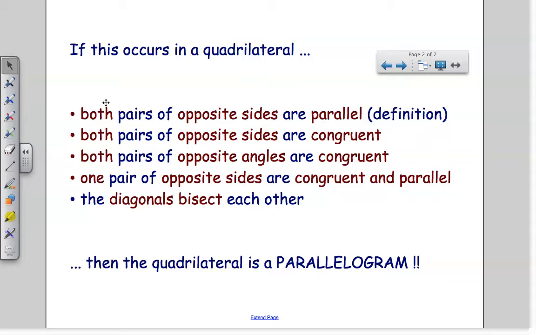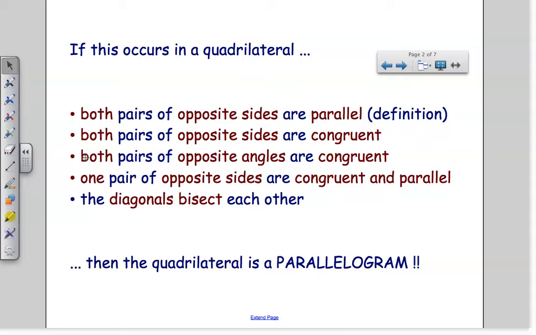First of all, if you see both pairs of opposite sides being parallel, well, of course it's a parallelogram by the definition of parallelogram, that both pairs of opposite sides had to be parallel. So that's one thing that might happen that would prove, yes, this is a parallelogram. Or if you see that both pairs of opposite sides are congruent, that is enough info to say, yes, this quadrilateral is a parallelogram.